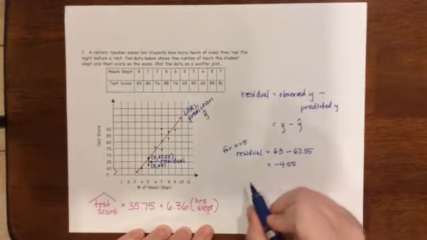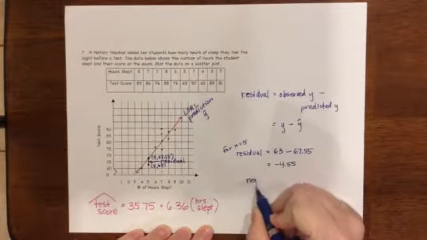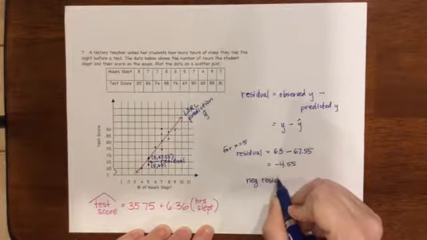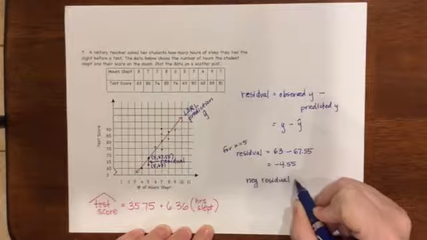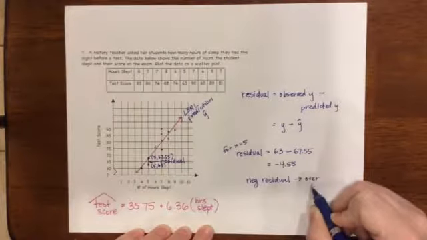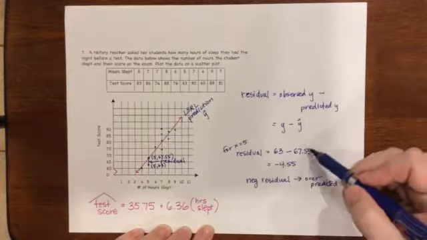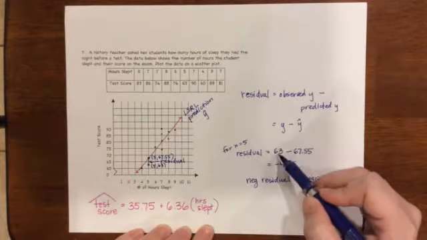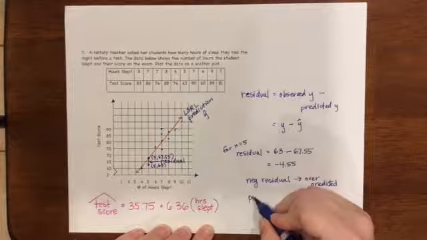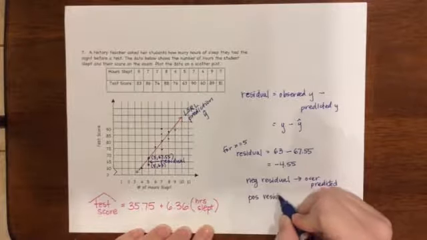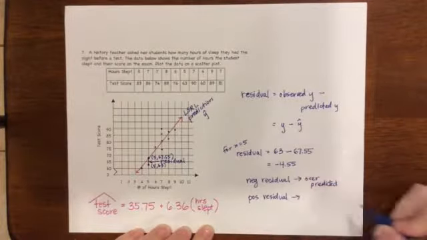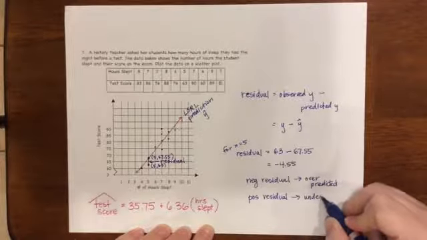So let's refresh our memories. What does a negative residual mean? A negative residual means that you over-predicted. Look at that number, our prediction, and it's bigger than that number. Same idea, but go backwards now. What if you have a positive residual? Well, that means you under-predicted.